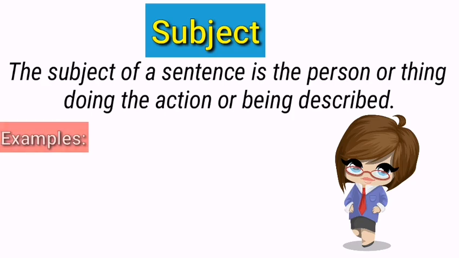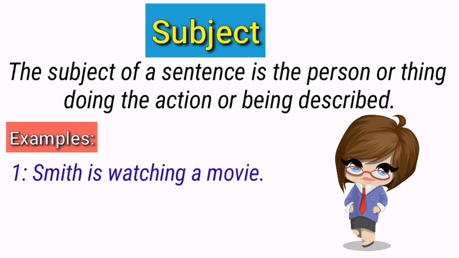Just look at these examples. Smith is watching a movie. Look at this sentence. The noun, Smith, is the subject of this sentence, but the question is, how? As we have said in the definition, either a subject will perform an action or something will be said about it or described. In this case, Smith is performing an activity, and that is, watching a movie, so here, he is the doer of an action. Therefore, it is the subject of this sentence.